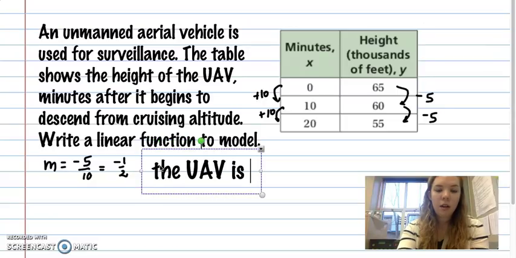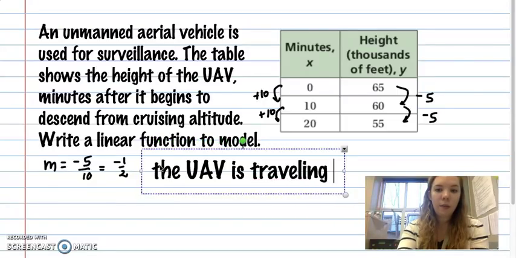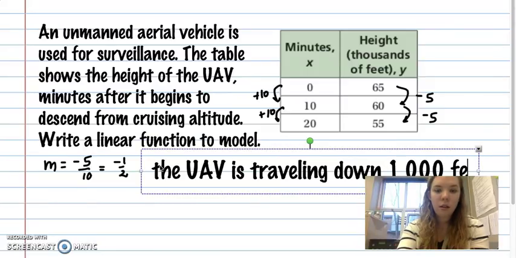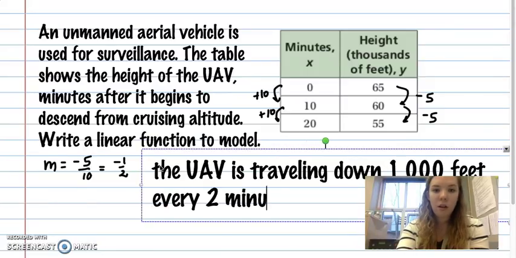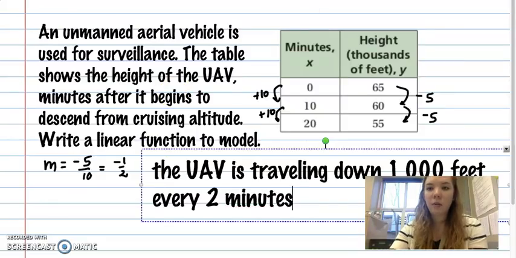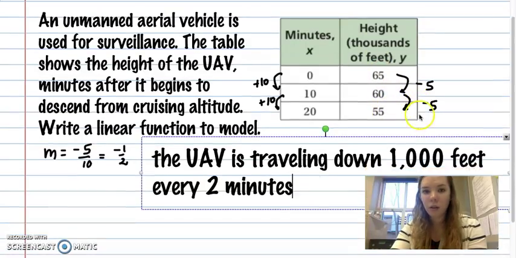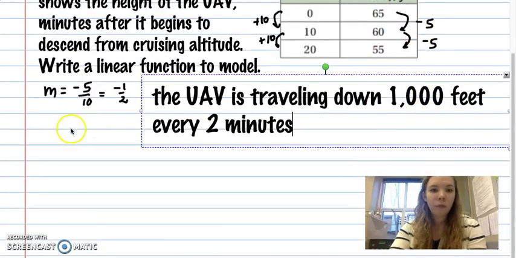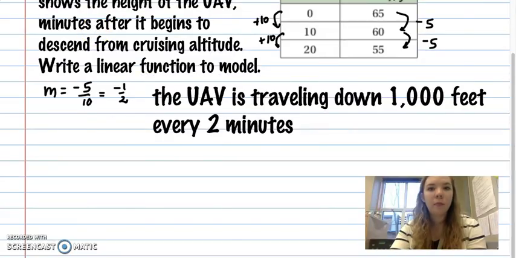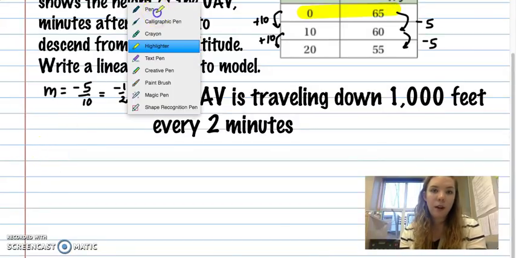The UAV is traveling down 1,000 feet every 2 minutes. And I got 1,000 because all of these numbers are in thousands. So this is 65,000, 60,000, 55,000. Okay, our intercept is wherever x is 0, the other numbers are intercept. So in this case, b equals 65.